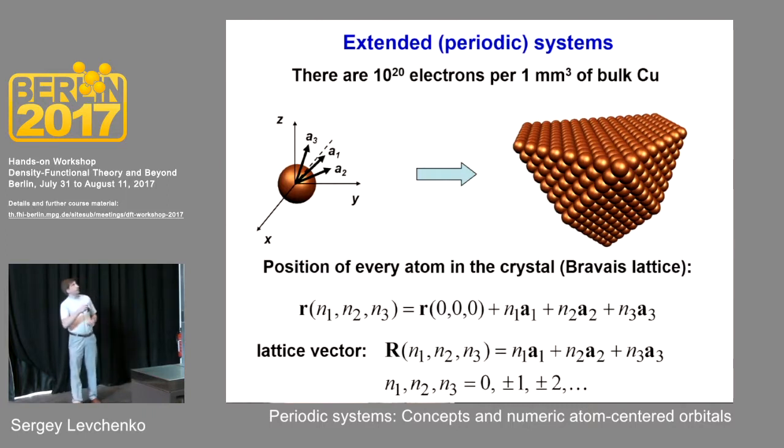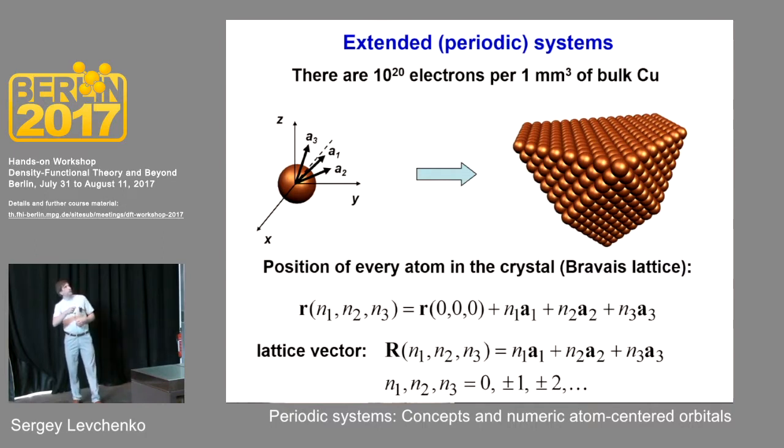However, if we count the electrons in 1 cubic millimeter of copper, for example, then we will see that it's about 10 to the 20th power of electrons. So the question is, how can we diagonalize such a matrix? It turns out that there is a very nice property of solids, which is so-called translational symmetry.